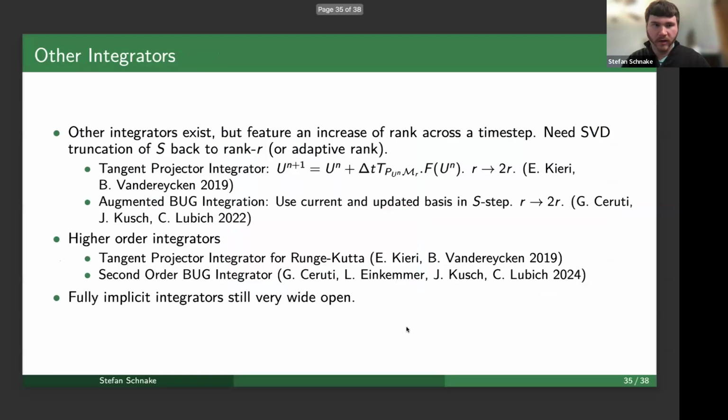Okay, so only a few more slides here. Those two are, I would say, the primary integrators that allow you to avoid the curvature of the manifold and stick with the rank R solution for all time. If you would like to break the second category, you don't have to maintain rank R, at least within a time step. You can do some other techniques.